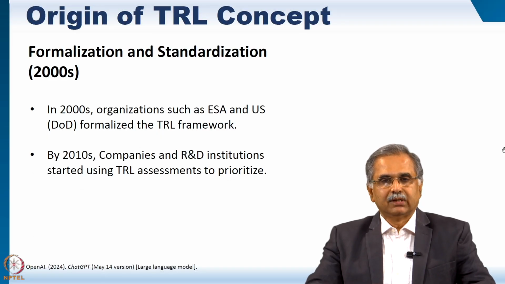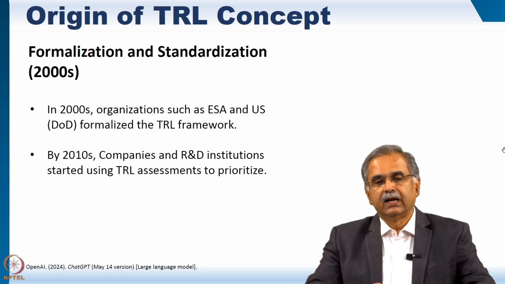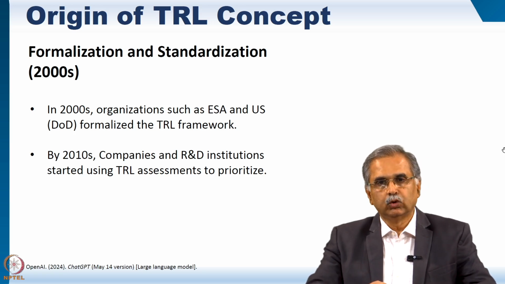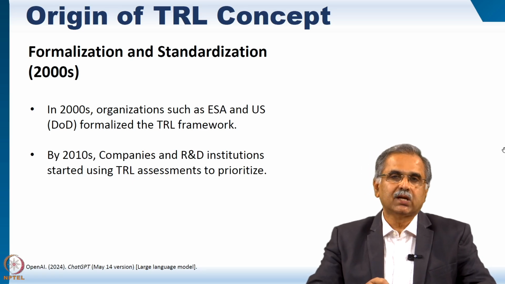If I go further, in the year 2000, this TRL achieved a kind of formalization and standardization. And if I say TRL at level 6, it meant a particular thing overall. So it got approval from various agencies, from NASA, it went to ESA, the European Space Agency, and this word TRL got sort of formalized. And in 2010, various companies and R&D institutions also started using TRL assessment to prioritize.